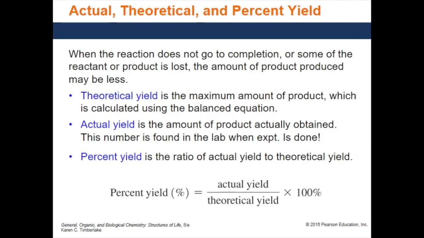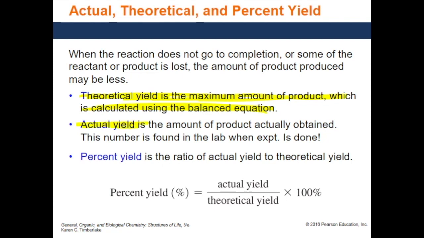Alright, moving on, we'll talk about yield. Like I already told you, theoretical yield is the yield that we get from numbers, from calculation. It is the maximum amount of product that can be produced by using a balanced equation. This is based on calculation.